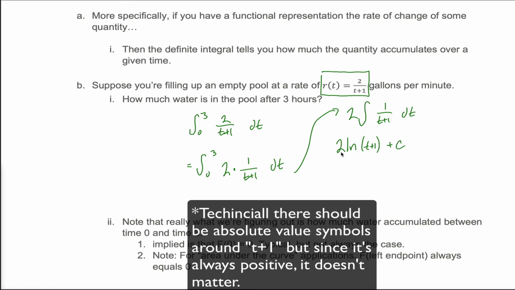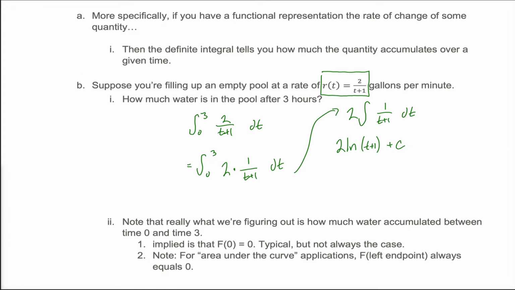Well, let's see. Try taking the derivative of this. If you were taking the derivative of 2 times the natural log of t plus 1 plus c, and I guess since my variable is t here, this should be d over dt. What you would do is you'd first pull the 2 out in front, and then you would take the derivative of the natural log of t plus 1, which would involve the chain rule.